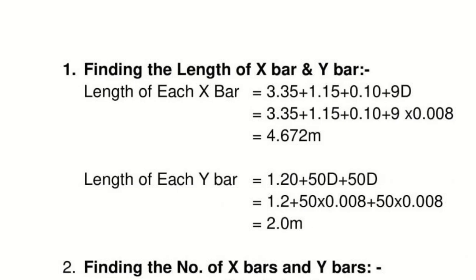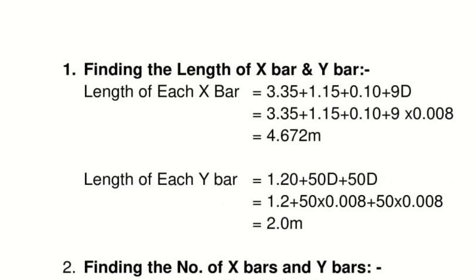Okay, so 3.35 waist slab, 1.15 overlap into the landing, plus concrete cover for the plinth beam, plus 9 times dia the hook in the plinth beam. So this will give you the total length, which is 4.672 meters. Then the Y bar, this is much easier.